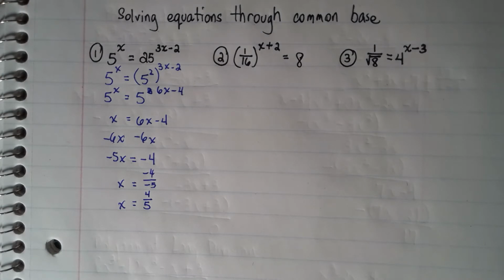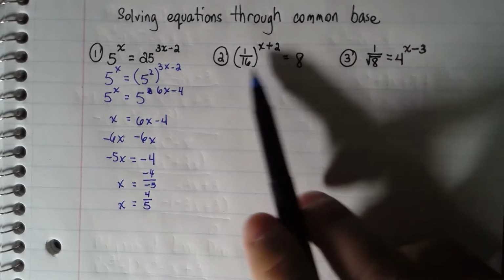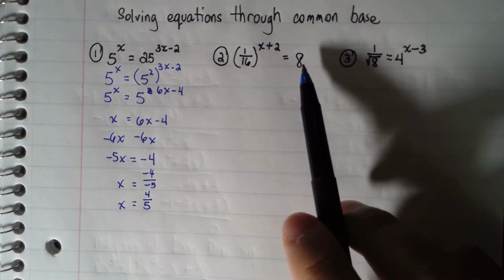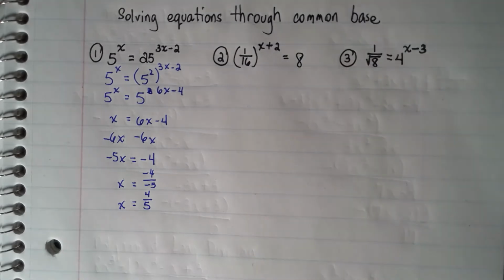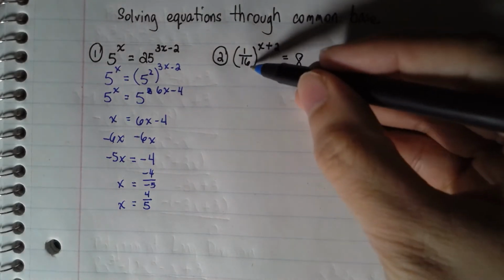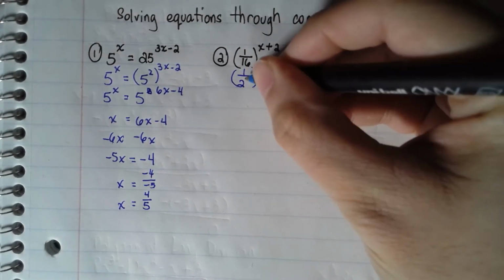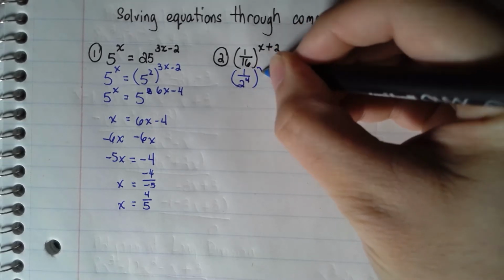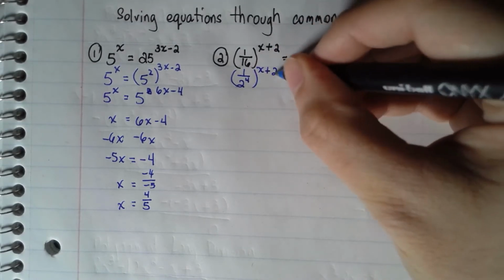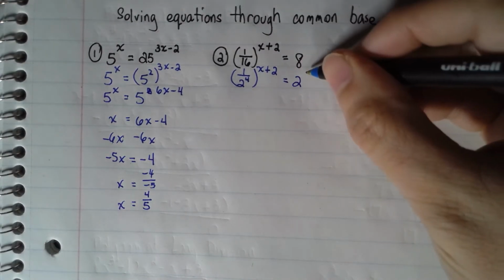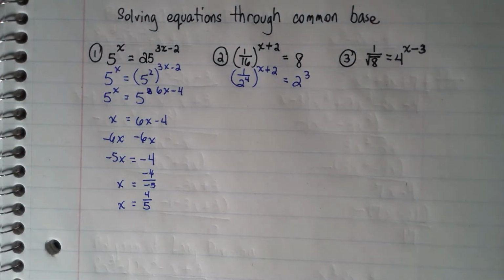On number 2, we're going to do the same concept. But in this example right here, there is no way I can change this by itself and get a base of 8, or change that to get a base 16. Therefore, I'm going to change both bases to achieve my goal. As an example, I'm going to change 16. 16 is the same thing as 2 to the power of 4, and everything else stays the same. Same thing for number 8. I can change that to a base of 2, since 2 to the power of 3 is 8.